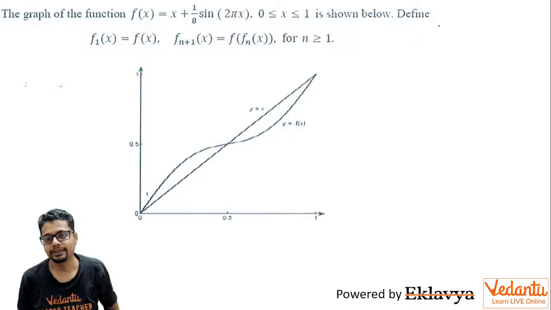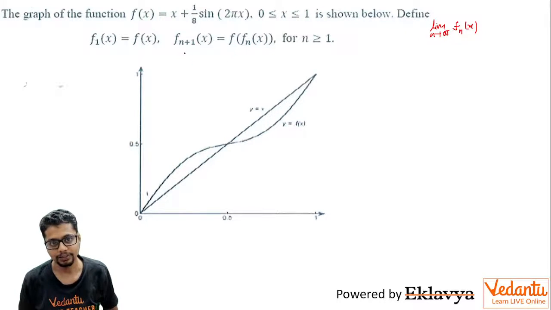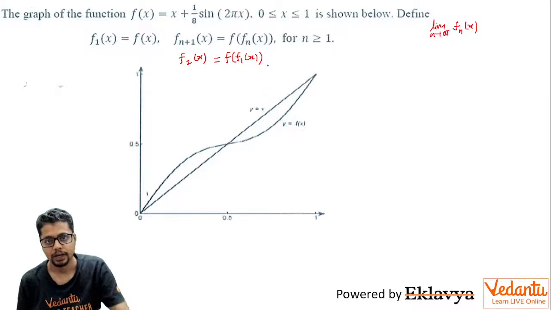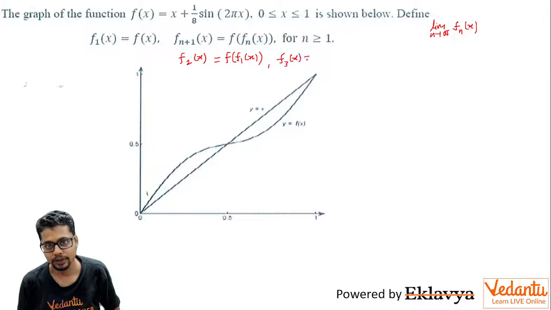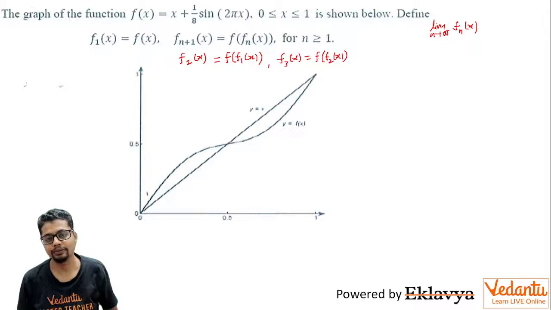So basically we are interested in the limit n tending to infinity of fn x. Just to elaborate what is given, f of n plus 1 of x is equal to f of fn of x. That means f2 of x is what? It is essentially f of f1 of x. F3 of x is what? It is f of f2 of x, which is f of f1 of x, and f1 of x is f of x only.